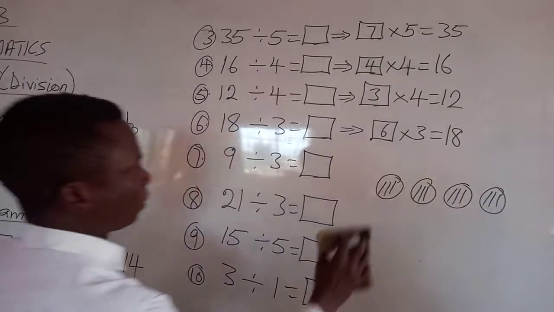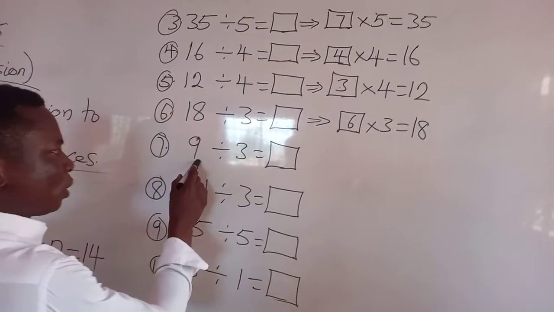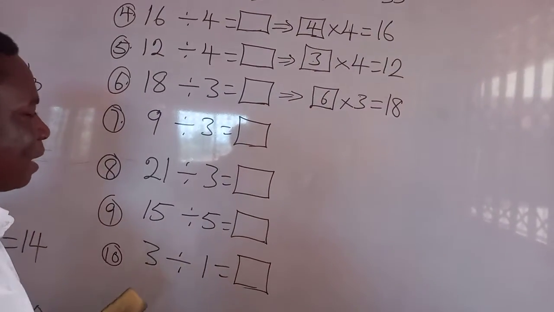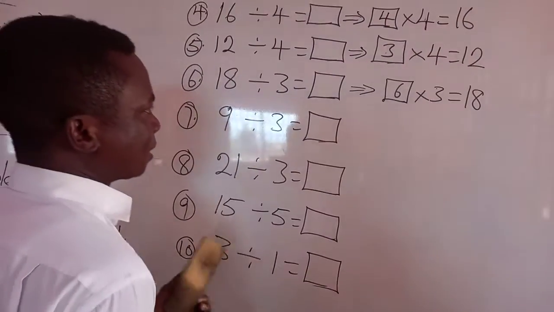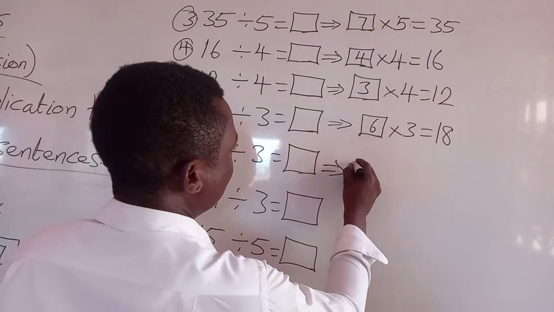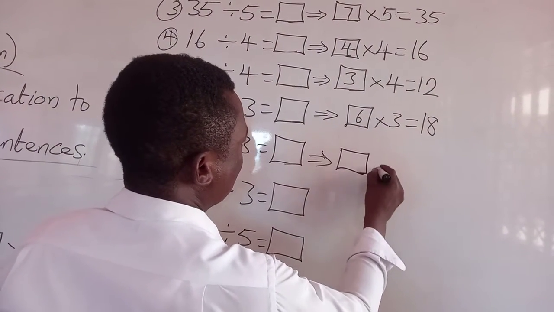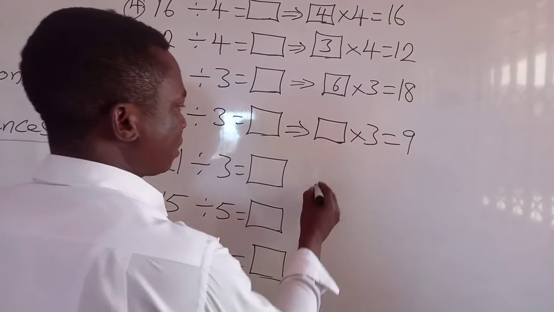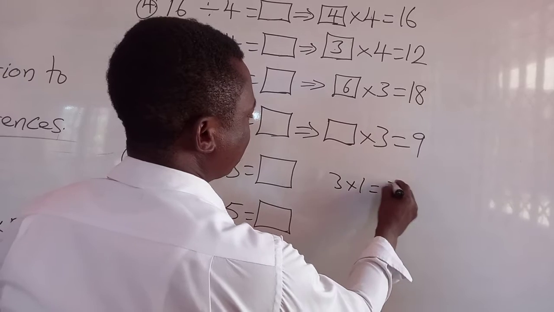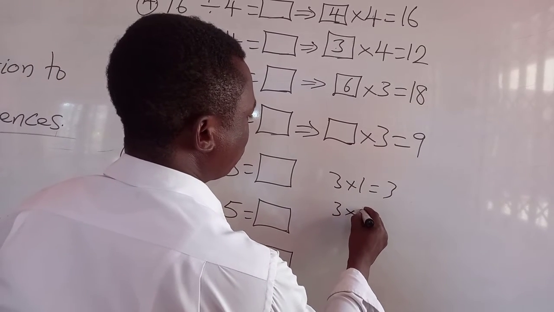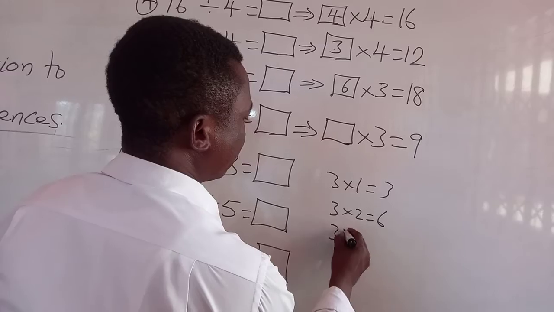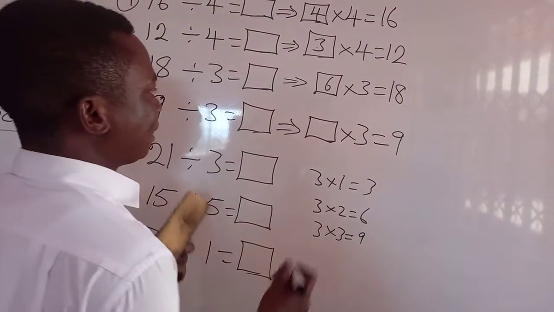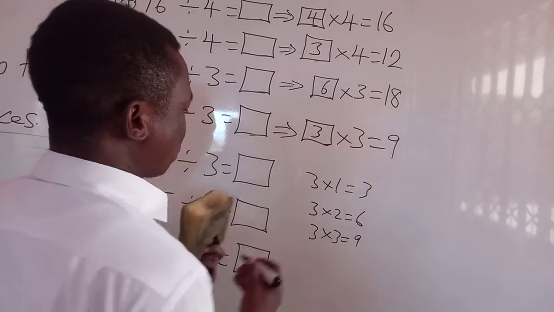Okay, let's continue. Make sure you learn your multiplication table. I'm just trying to use all the methods that I taught you to get this answer. Now, an empty box times 3 will give us 9. So you have to learn your multiplication table. 3 ones are 3. 3 twos are 6. 3 threes are what? 9. Therefore, 3 times 3 equals 9.